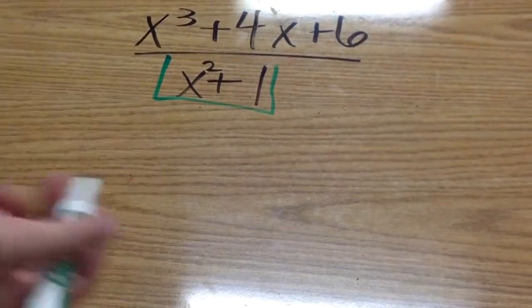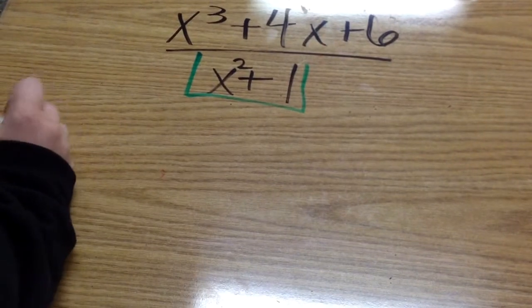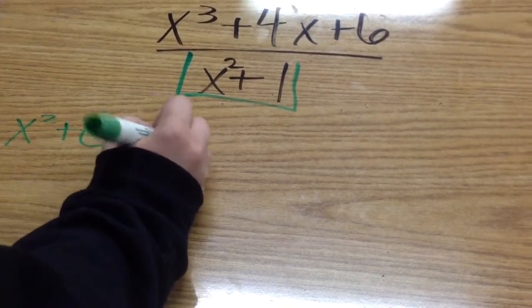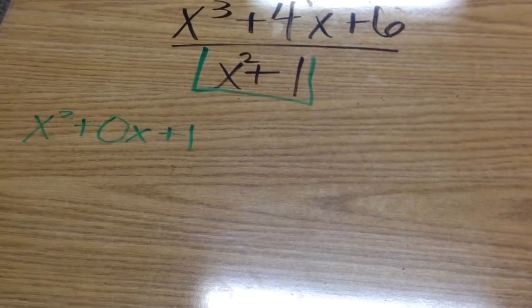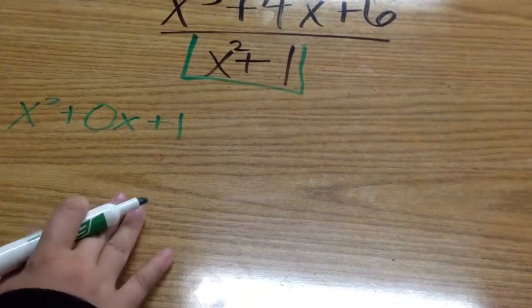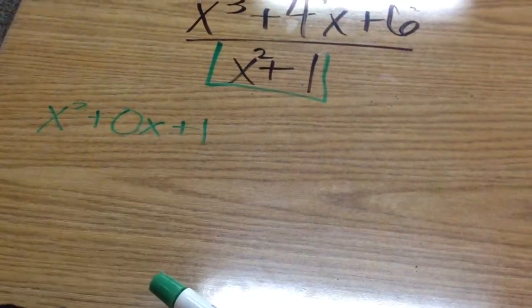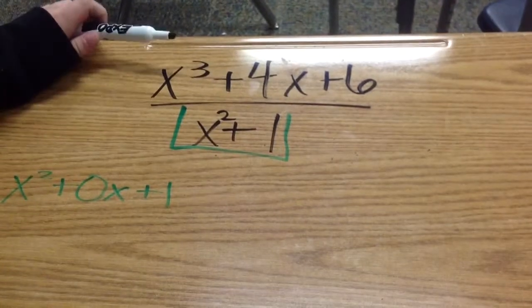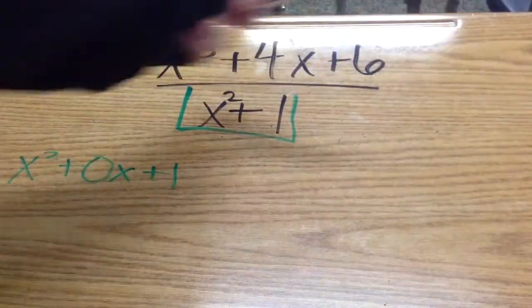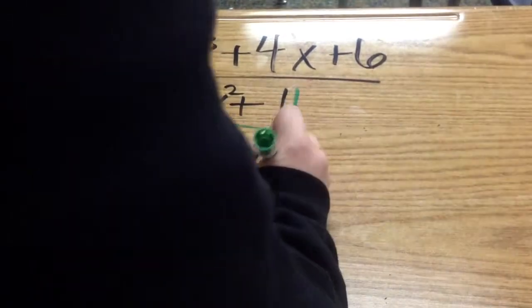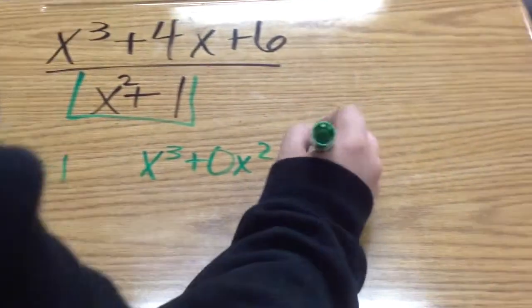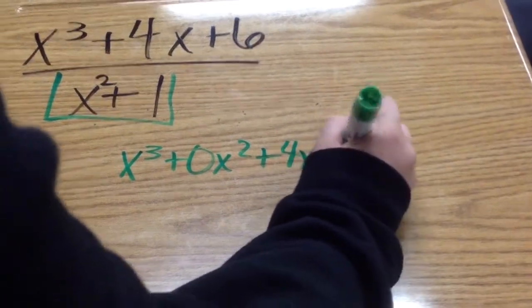So it's going to be on the outside. So it's going to be x squared plus 0x plus 1. The reason why I put 0x is because, like I said before in synthetic division, you're always supposed to put your degrees in descending order. Like for example, in this equation, if we have x cubed, we're supposed to put everything in descending order. So it will be x cubed plus 0x squared plus 4x plus 6.